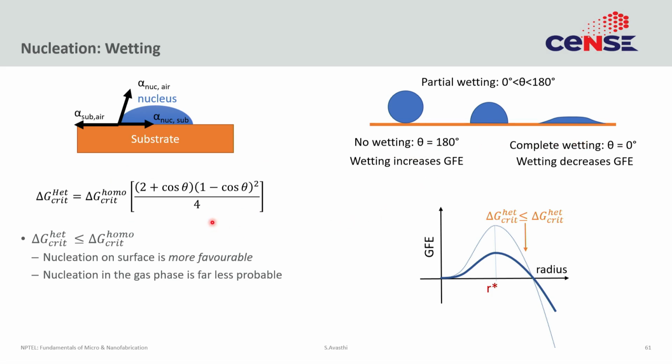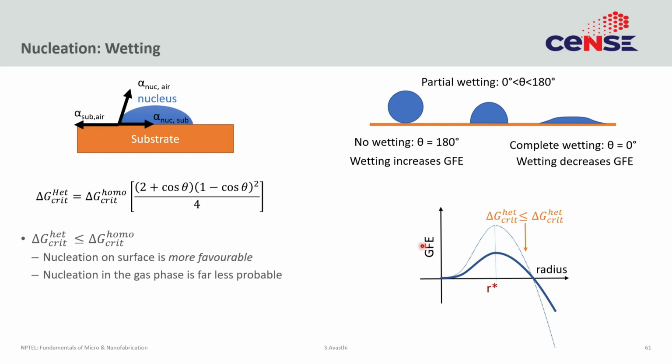Let us go one step further. When is delta G hetero equal to delta G homogeneous? It is equal for the case of theta equal to 180 degrees, because for theta equal to 180 degrees you start forming a complete sphere, and that is exactly what happens in homogeneous nucleation. As you go from theta equal to 180 degrees to smaller angles, the value of this term reduces, which basically means that this value of delta G reduces.